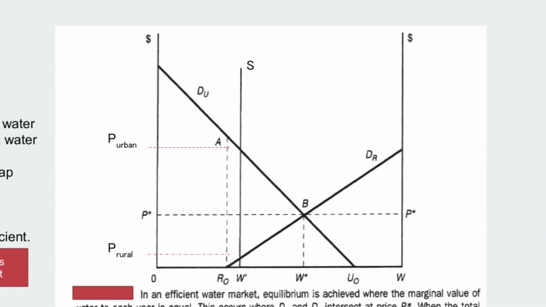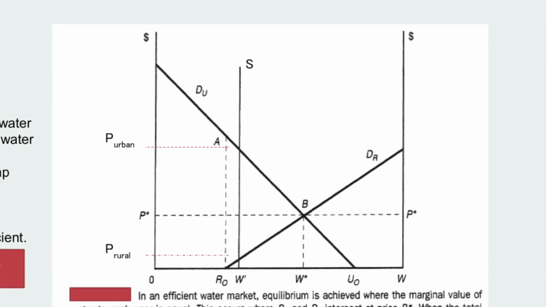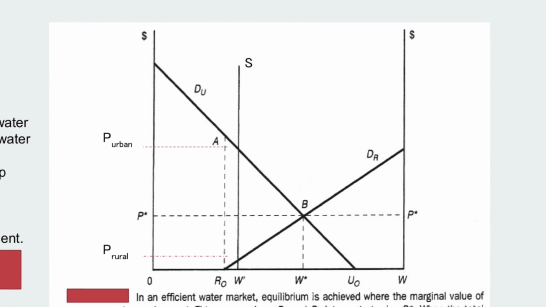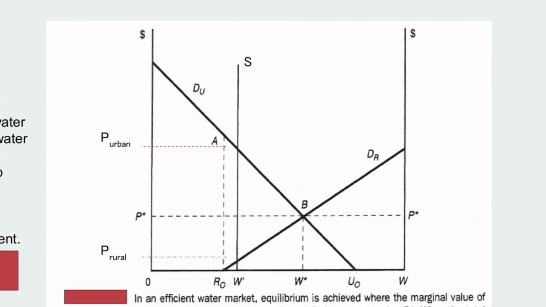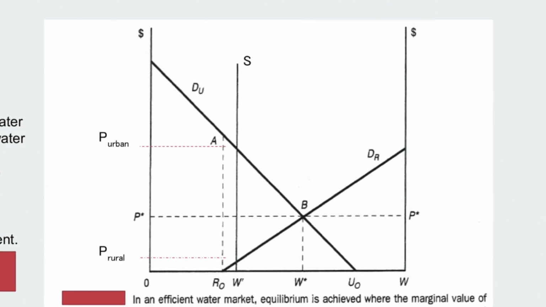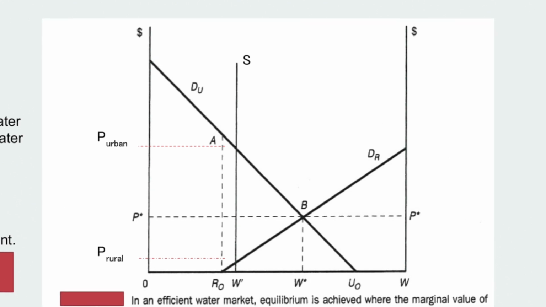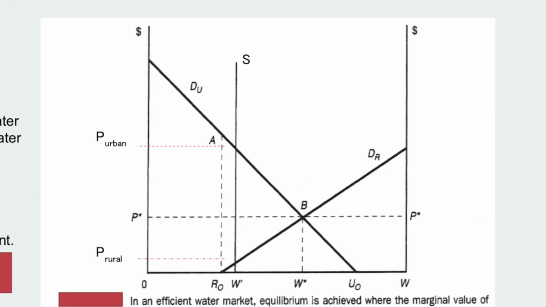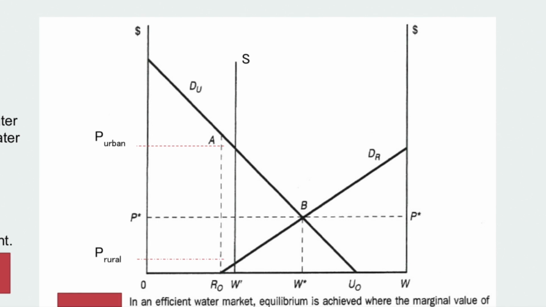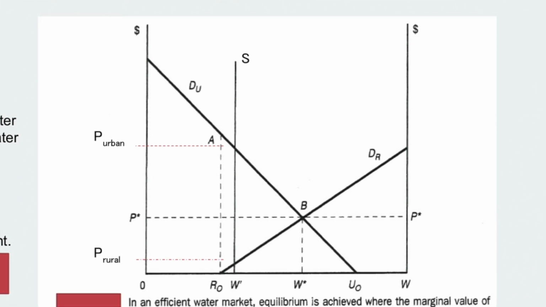It is a guaranteed amount to agricultural users based on their senior water rights that determines the large quantity they receive at a low price, and the reverse for urban users. If markets allocated the water, the price would be P star everywhere, and rural users would get less water at a higher price, and urban users would get more water at a lower price. This graph explains the big price gaps between the low prices paid by farmers and some rural residents in irrigation districts with senior rights and urban residents elsewhere.